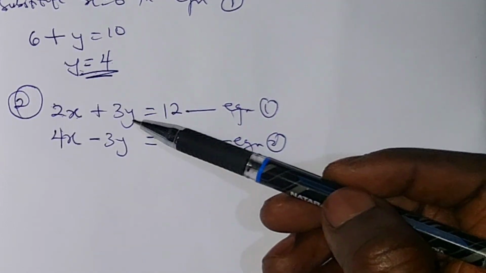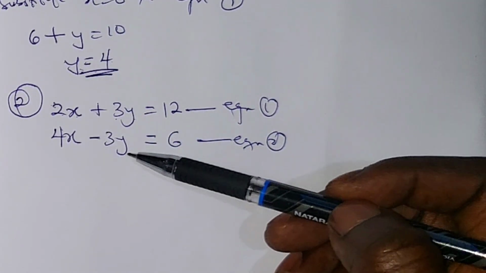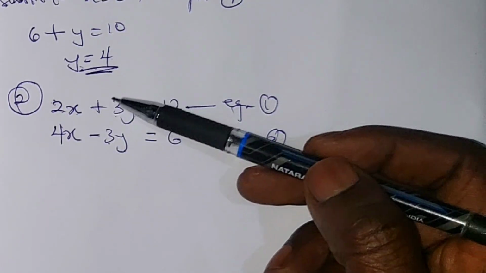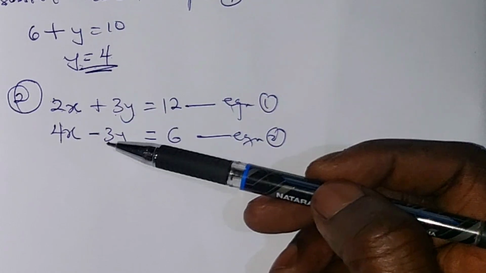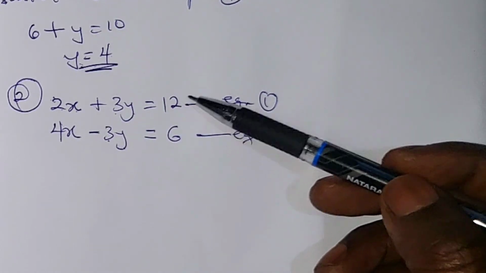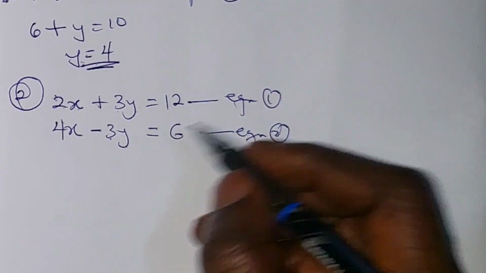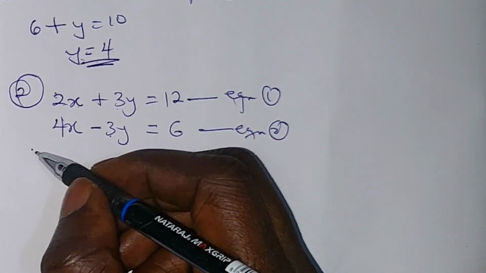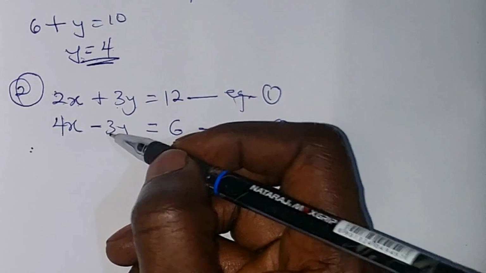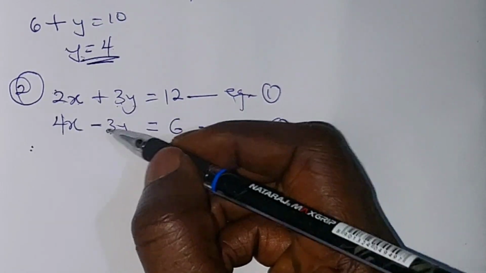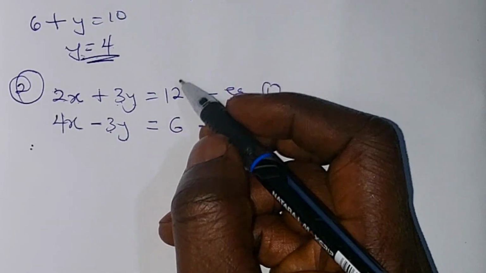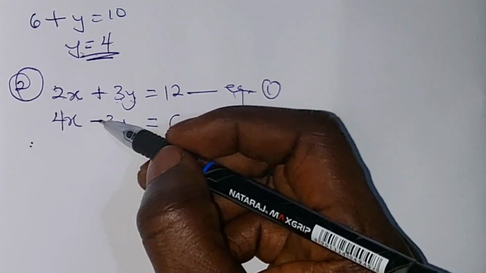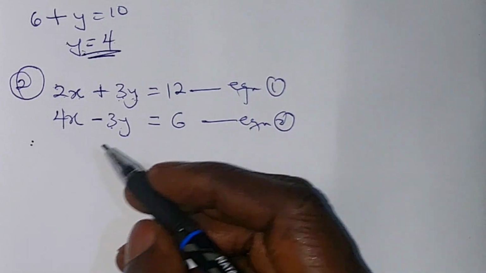Now the coefficient of y is positive 3. The coefficient of y is negative 3 in the second equation. So because their coefficients are the same, we can easily eliminate them. So what we can do is just what we did in the previous example. We're just going to add the two equations. We're adding them because 3y plus a negative 3y will give us 0. So if the coefficients are the same and one carries a positive sign, one carries a negative sign, when we add them, they just cancel out.